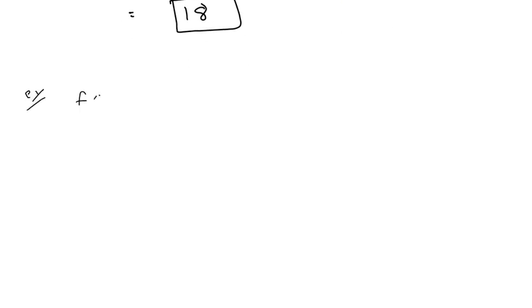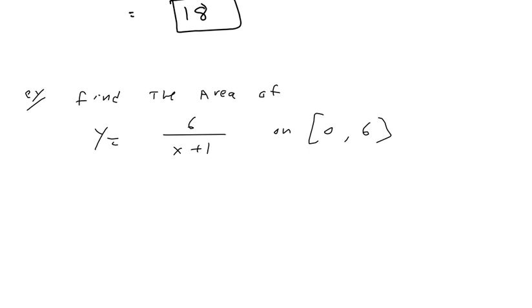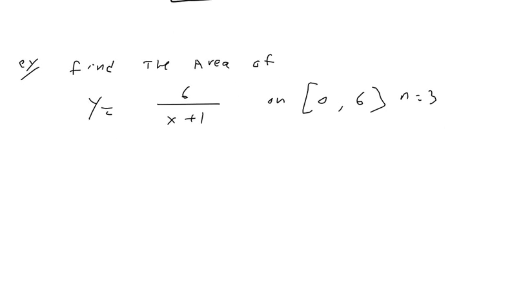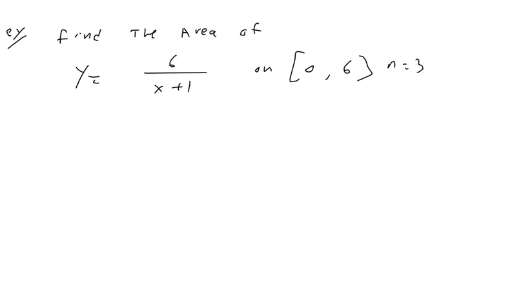Find the area, the trapezoid area, just the area of, let's say, y equals 6 over x plus 1 on, let's say, 0 to 6 with n equal 3. So 3 rectangles. Our edges are from 0 to 6. Our boundaries from 0 to 6.